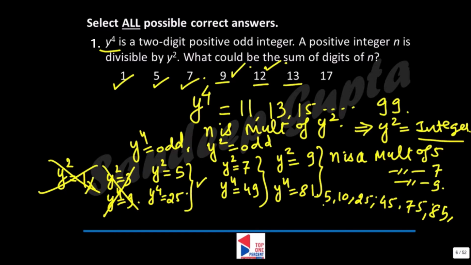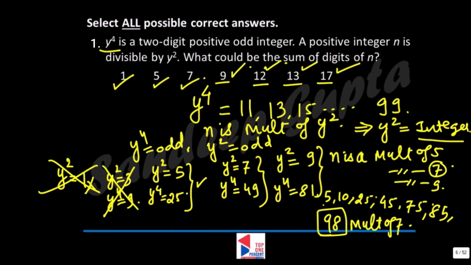So can we try 7? So if I say multiple of 7, so what multiples of 7 could we create so that the sum is 17? Is it possible? So if you say 98 is a multiple of 7 and 9 plus 8 is definitely 17. So even 17 is possible for this answer.